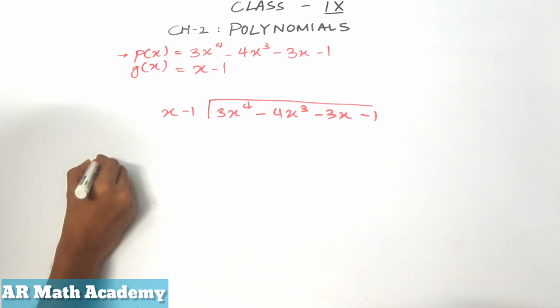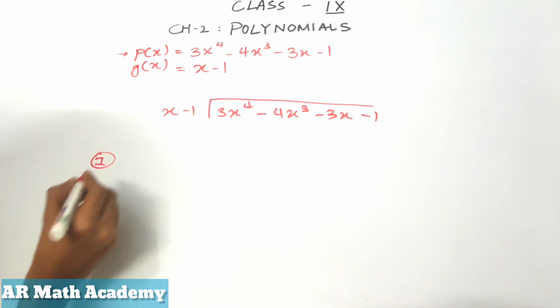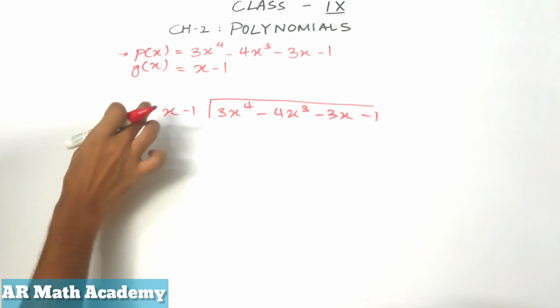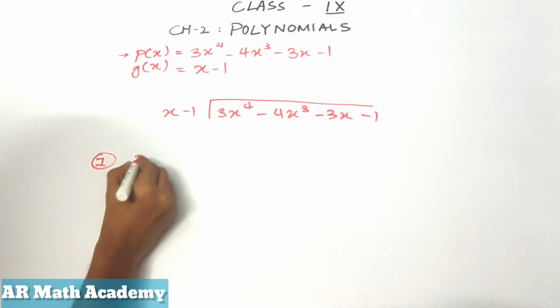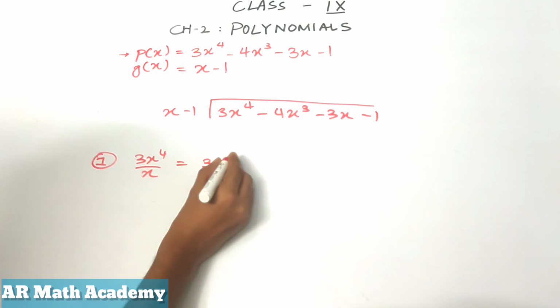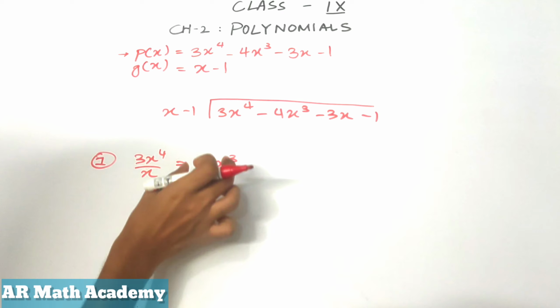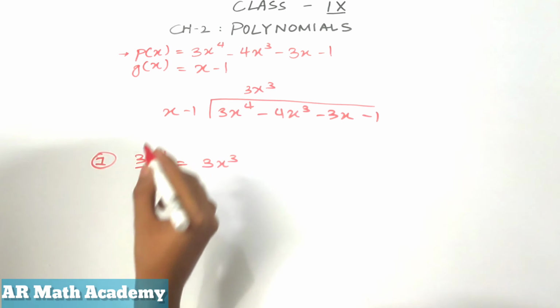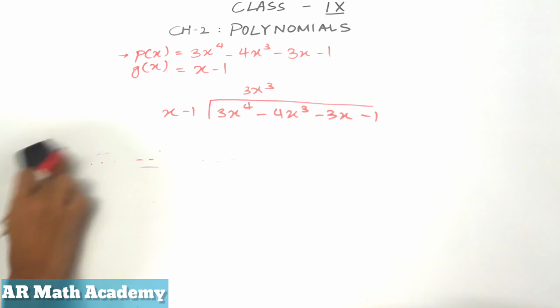The first step which we saw was dividing the first term of this dividend with the divisor's first term. So 3x power 4 divided by x, which will give us 3x power 3, right? So now what you have to do is place this 3x power 3 in the quotient's place. 3x power 3 over here. Now I'll erase this for the moment.